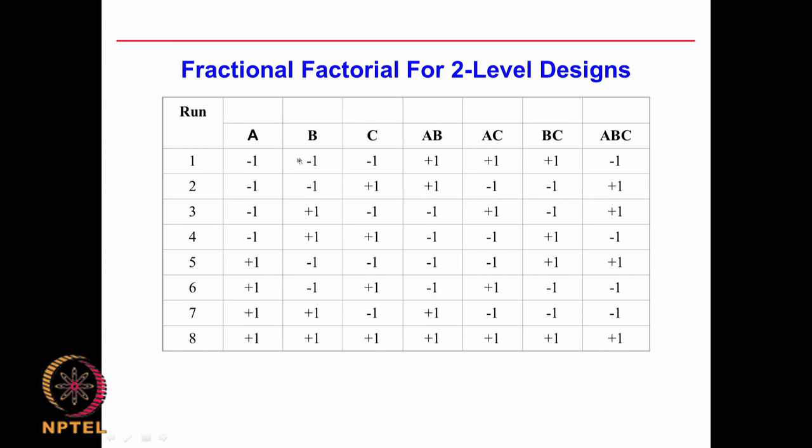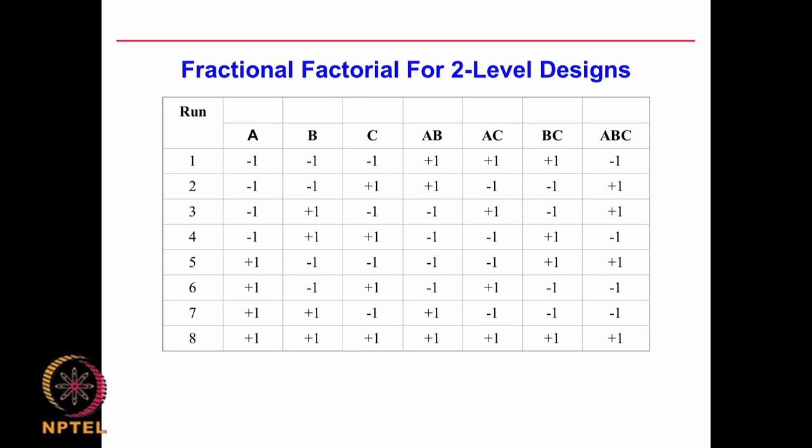How do we get AB? This times this: minus minus plus, minus minus plus, minus plus minus, minus plus minus, plus minus minus, plus minus minus, plus plus plus, plus plus plus. So, look at here, you need to always cross check whether the balance is there, number of negatives equal to number of positives, and then orthogonality. For the interactions also there are 4 positives, 4 negatives, 4 positives, 4 negatives, like that. Okay, now I want to go into a fractional factorial design.